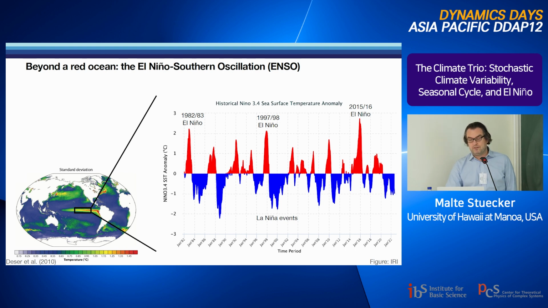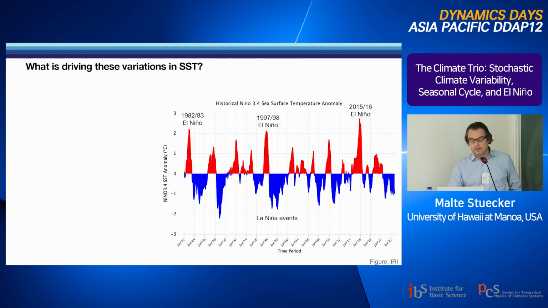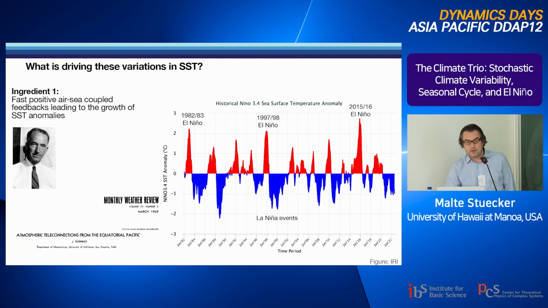In red are the big El Niño events, and in blue the anomalous cold events, La Niña. Now, what is driving these SST variations? We need 2 ingredients. The first one is a fast positive feedback. That's due to the coupling of the ocean and the atmosphere in the tropics, which was postulated by Walker and Bjerknes in a seminal 1969 paper.